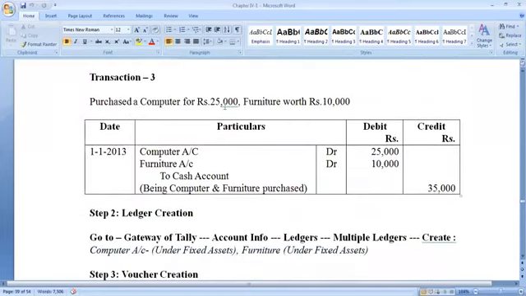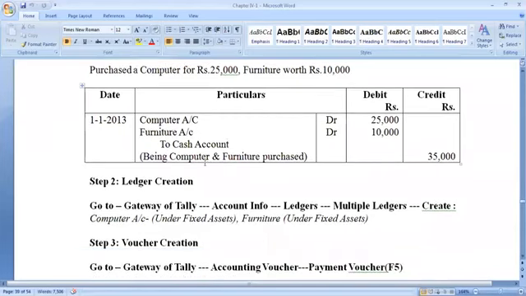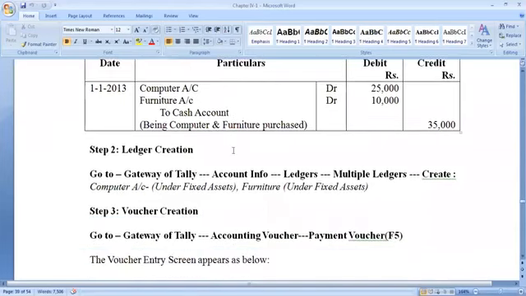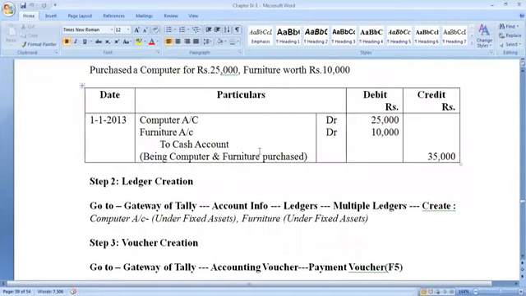Purchased a computer for rupees 25,000, furniture worth rupees 10,000. So there are two fixed assets being purchased. So what will be the journal entry? Purchases account debit to cash account. Here, as the fixed assets are named, computers account, furniture account debit to cash account. Ledgers to be created are computer and furniture under capital assets.